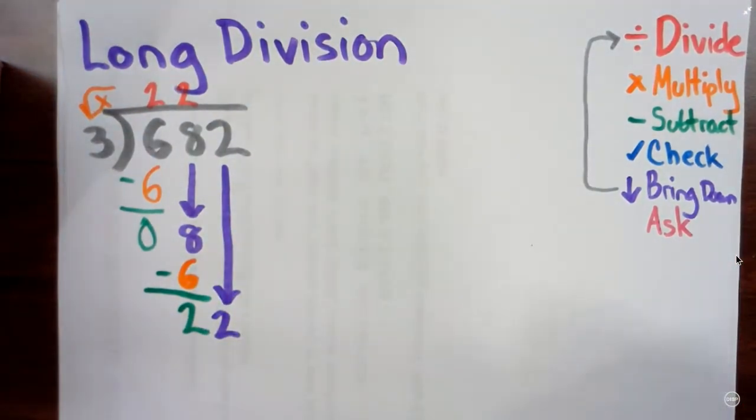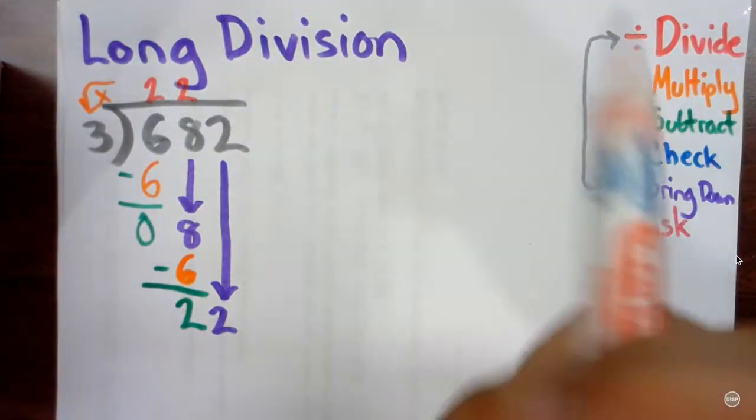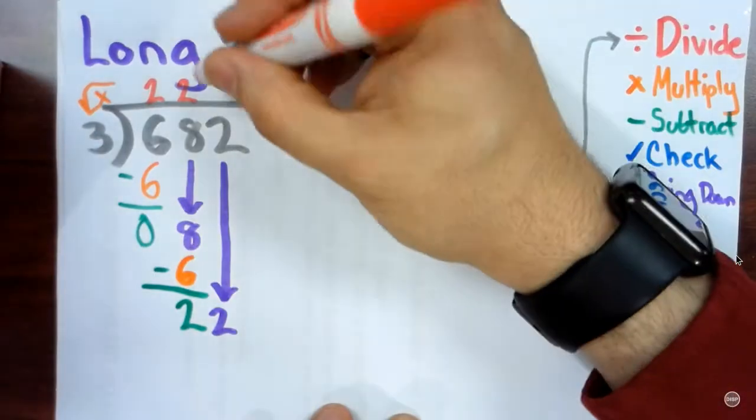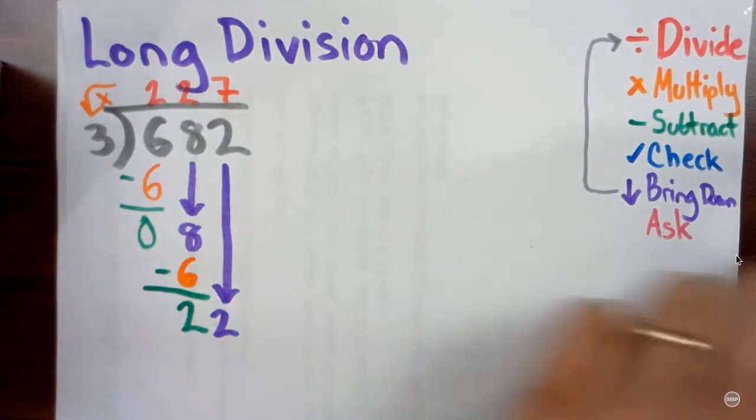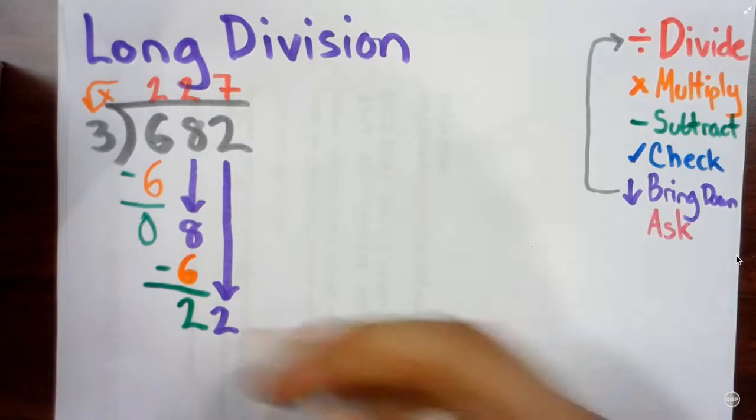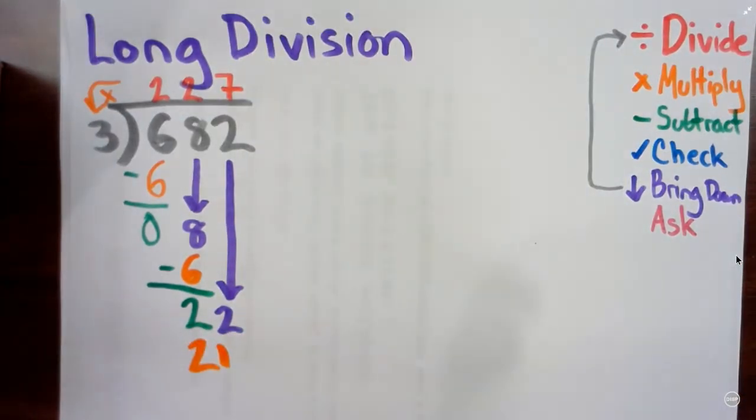So now I have 22. We're going right back. We brought down. We're going to go back to the beginning to divide 3 into 22. How many times does 3 go into 22? It goes in 7 times. And I know that because, now I'm on to my multiplication, 7 times 3 equals 21. Now from multiplication, I'm going on to subtraction here.